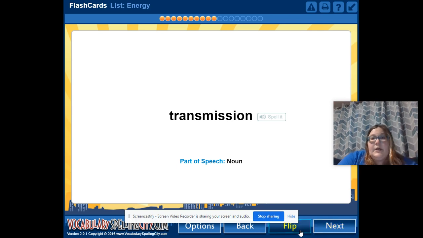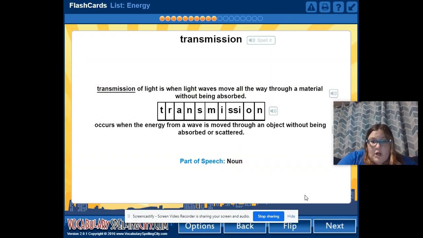Transmission. No, not the thing in your car. It occurs when energy from a wave is moved through an object without being absorbed or scattered. It goes right through, like a transparent object. Nothing's absorbed, nothing's scattered. It's just going through.